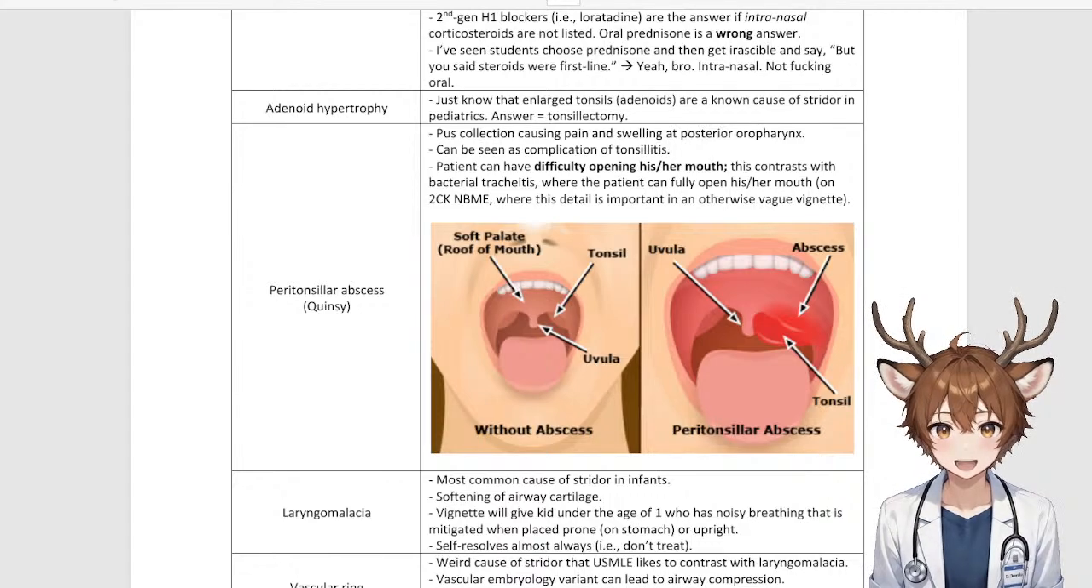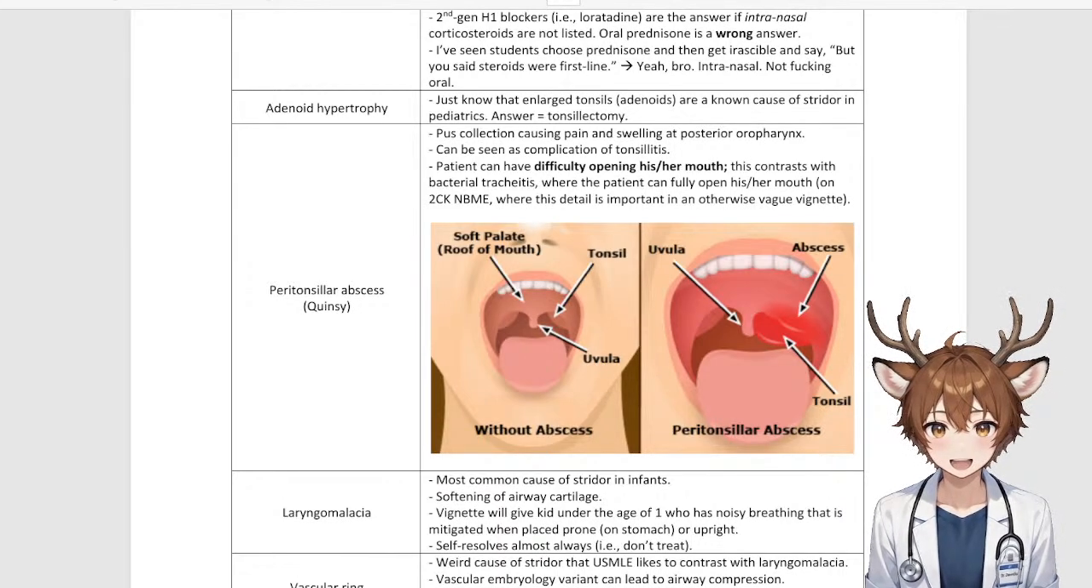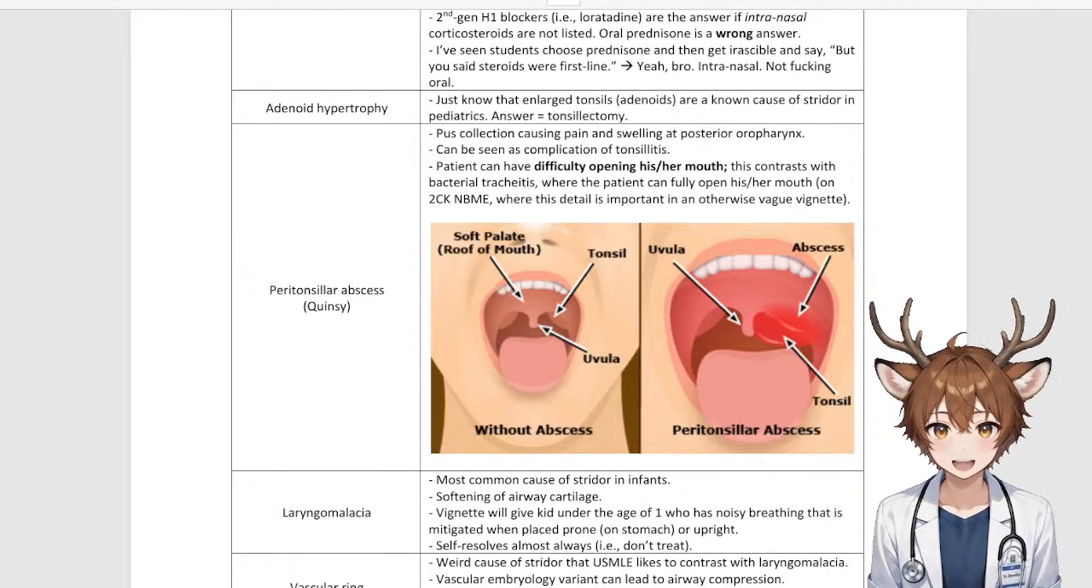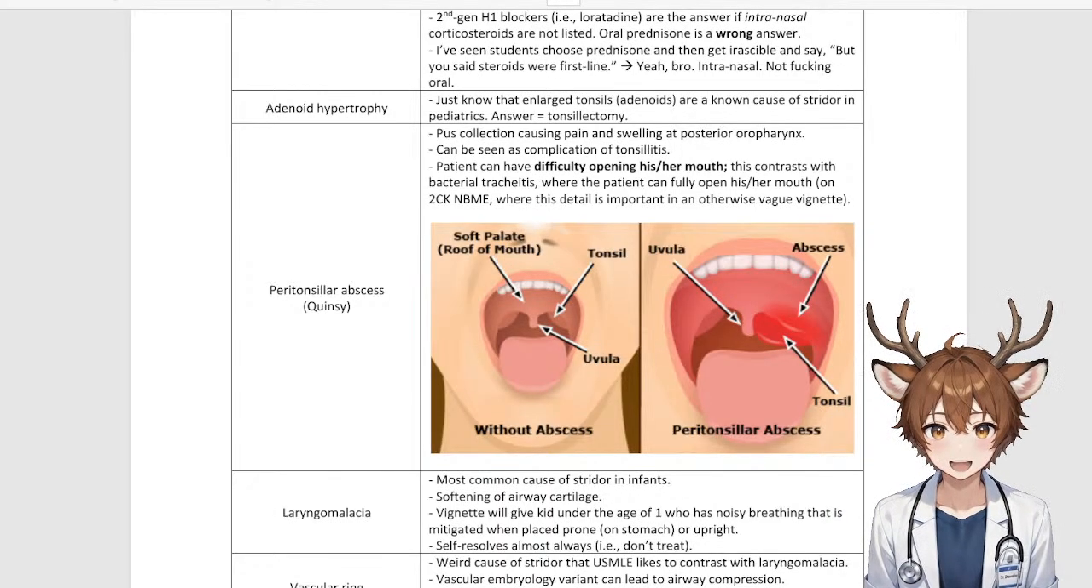So you see a soft palate with the mouth, tonsil and uvula without abscess, but now you have an abscess. You can see the abscess close to the tonsil, and it is blocking the mouth a little bit.